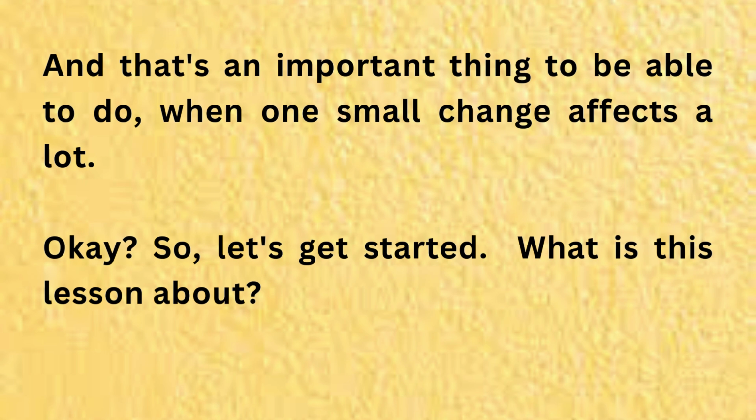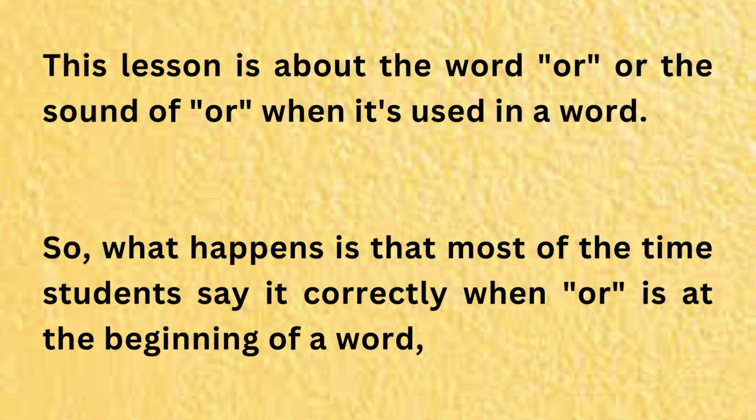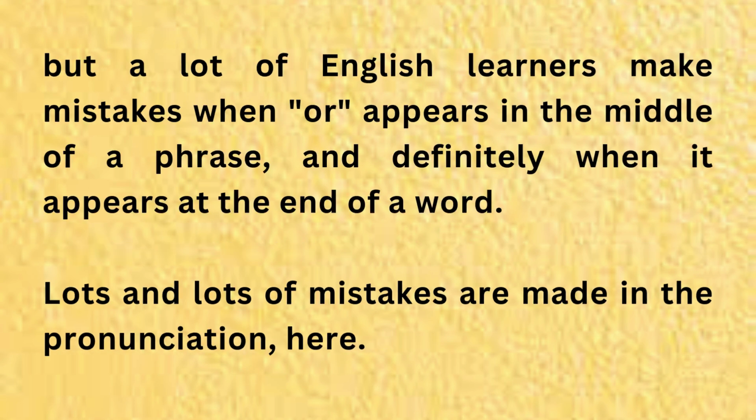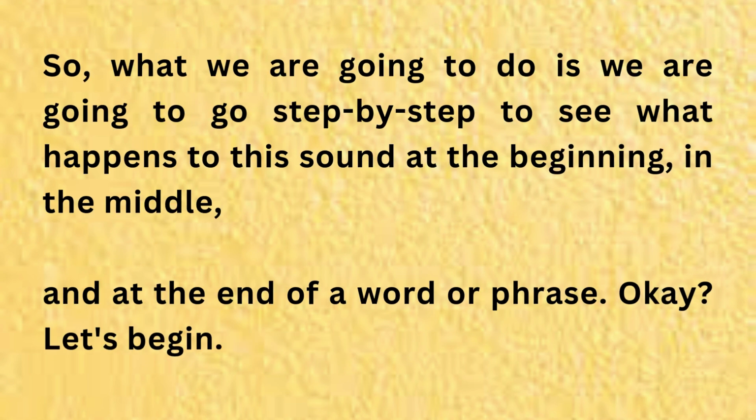What is this lesson about? This lesson is about the word or the sound of "or" when it's used in a word. Most of the time students say it correctly when "or" is at the beginning of a word, but a lot of English learners make mistakes when "or" appears in the middle of a phrase, and definitely when it appears at the end of a word. Lots and lots of mistakes are made in the pronunciation here. So, we are going to go step by step to see what happens to this sound at the beginning, in the middle, and at the end of a word or phrase.